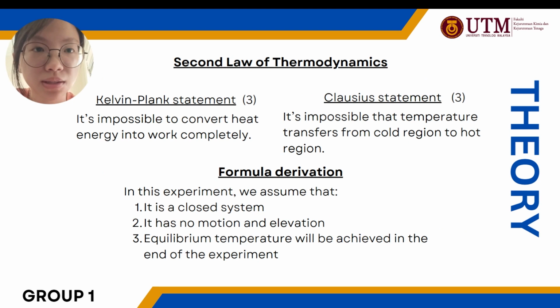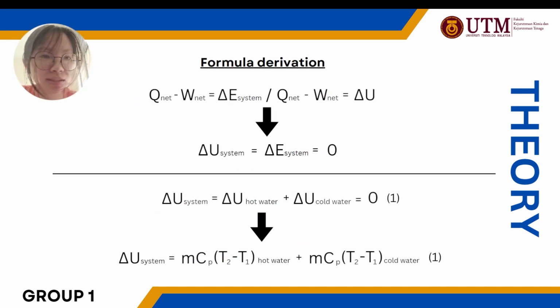The second law of thermodynamics consists of the Kelvin-Planck statement, which states that it's impossible to convert heat energy into work completely, and the Clausius statement, which states that it's impossible for heat to transfer from a cold region to a hot region. In this experiment, we assume that it's a closed system, with no motion and elevation, and the equilibrium temperature will be achieved at the end of the experiment. This is the formula derivation based on our assumptions in this experiment. The equation we will apply in the discussion later.